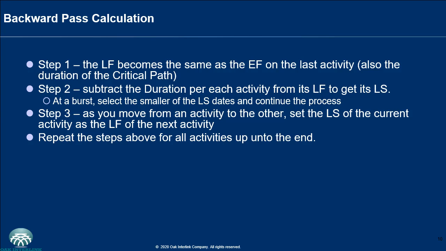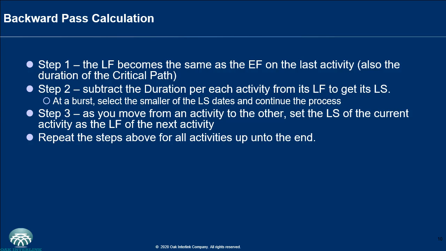For the backward pass calculation, you will be filling the bottom row from the right, that is from the last activity coming back to the first activity. So here you have the steps. Step 1, the late finish, that's LF, becomes the same as the early finish on the last activity, also the duration of the critical path. Step 2, you subtract the duration of each activity from its late finish to get its late start.